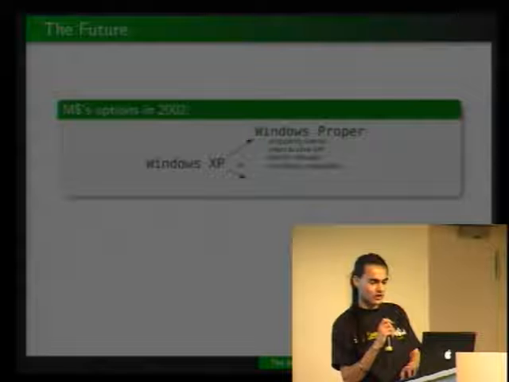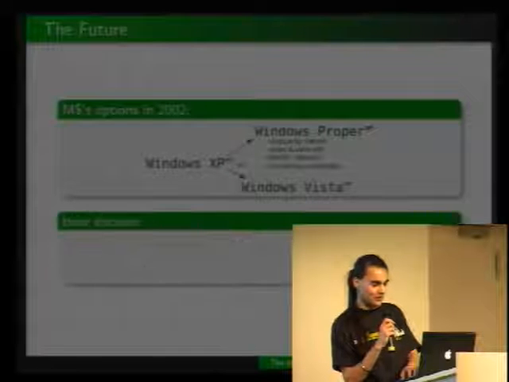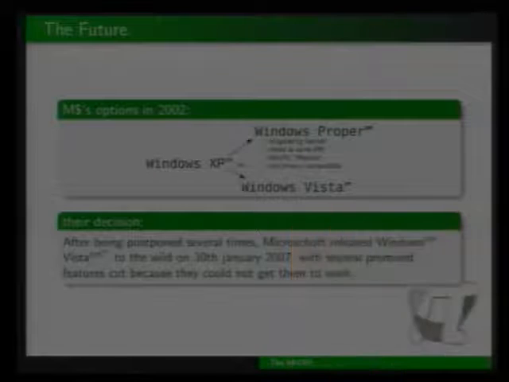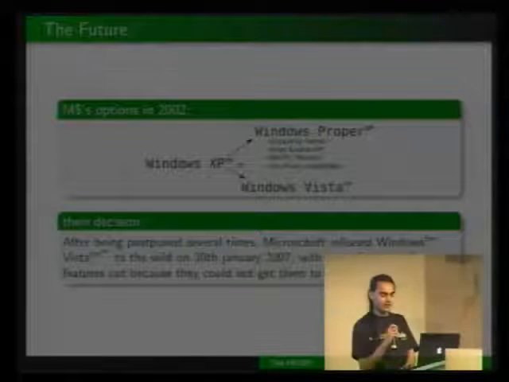So that was one option, and the other one was, of course, to do Windows Vista, and to not get into legal trouble with the trademarks. And Windows proper, they don't have a trademark, so they didn't do it. Their decision was to do Windows Vista. After being postponed several times, Microsoft released Windows Vista to the wild on 13th January of 2007 with several promised features cut because they could not get them to work. They had problems implementing this stuff themselves, so they just couldn't finish it, and they left it out.